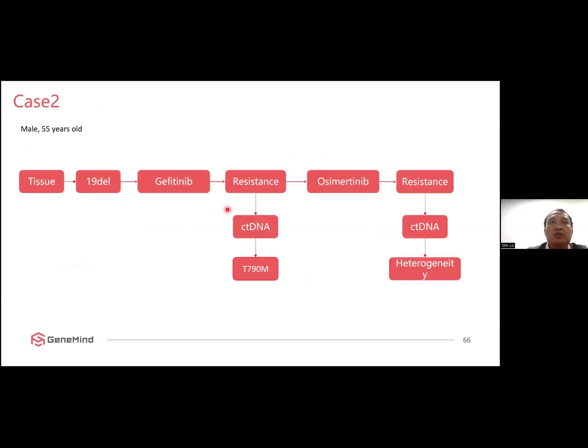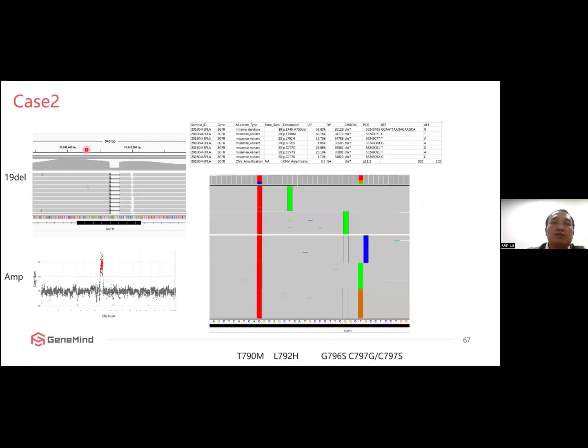And for case two, in this case, he had tissue sequenced by our lung and colon panel, and he had a 19 Del. Then he received gefitinib, and he had resistance. Then he had ctDNA liquid biopsy, and they found some other variants. Then he received osimertinib, and he had resistance. And ctDNA found some heterogeneity. So let's see the detail.